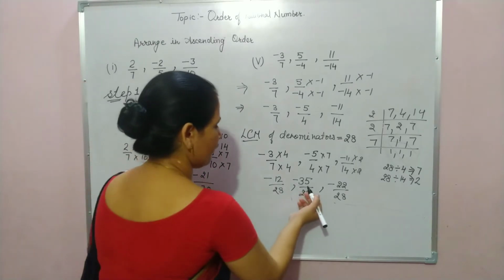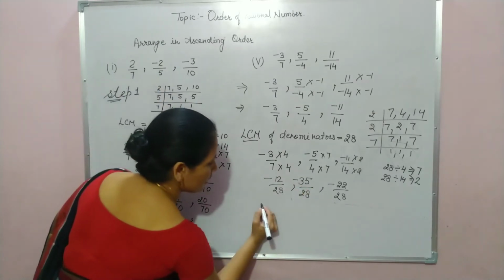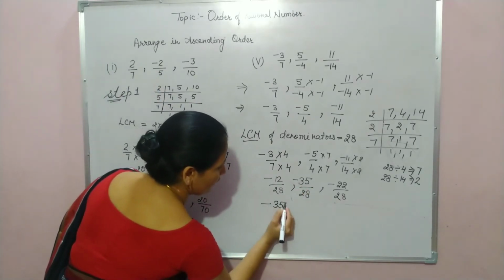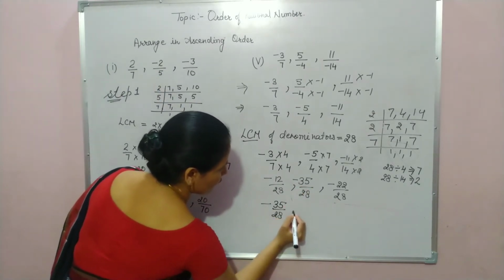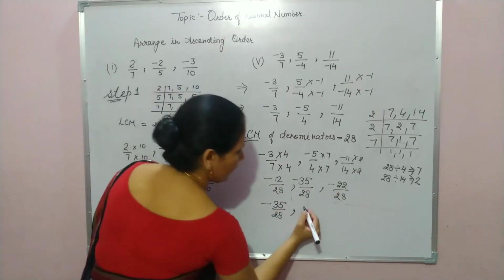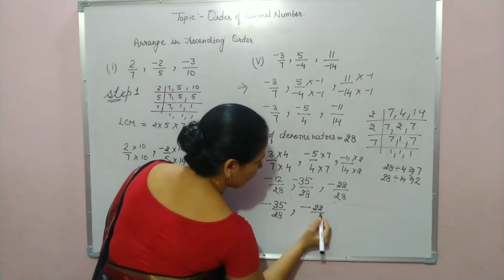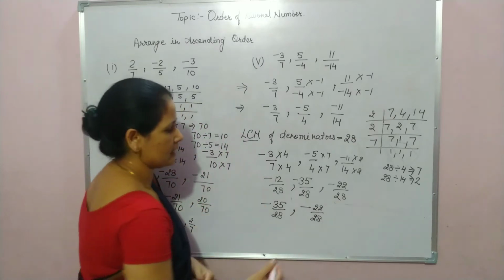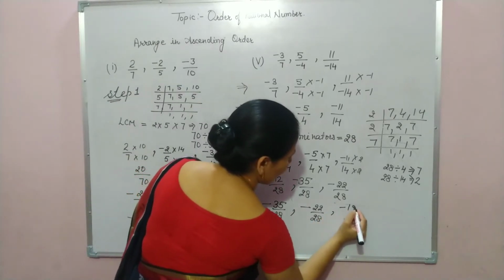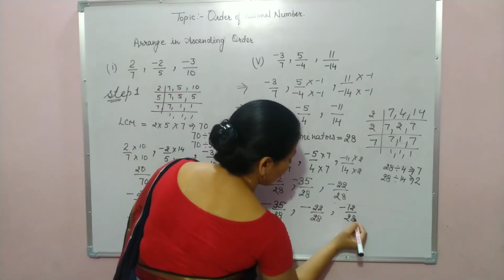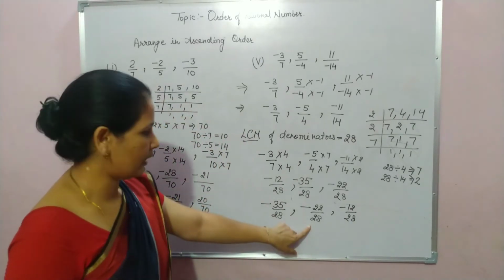So here the biggest negative number is our smallest number, that is minus 35 by 28. We arrange it first, then after it minus 22 by 28, and then at last we arrange minus 12 by 28. Now we have to write the original values.